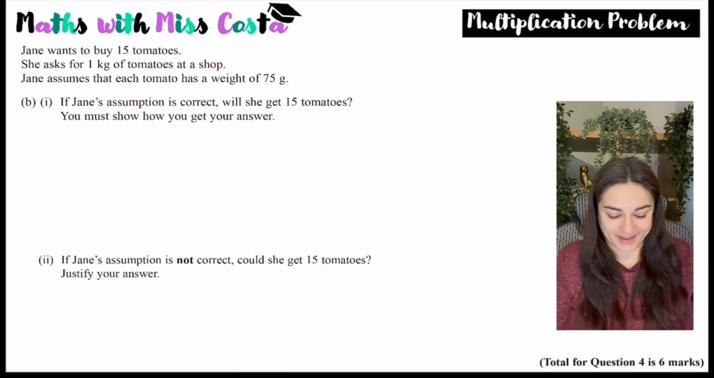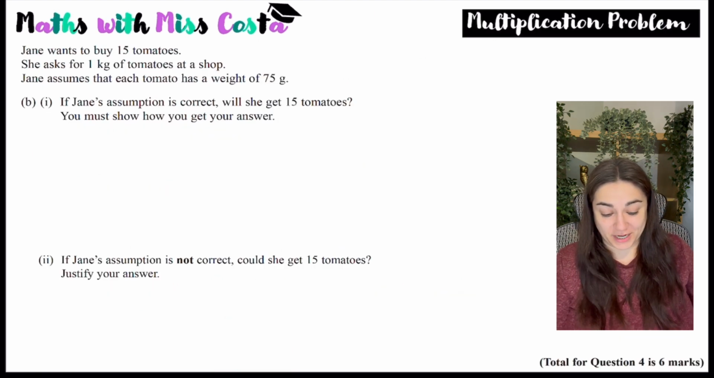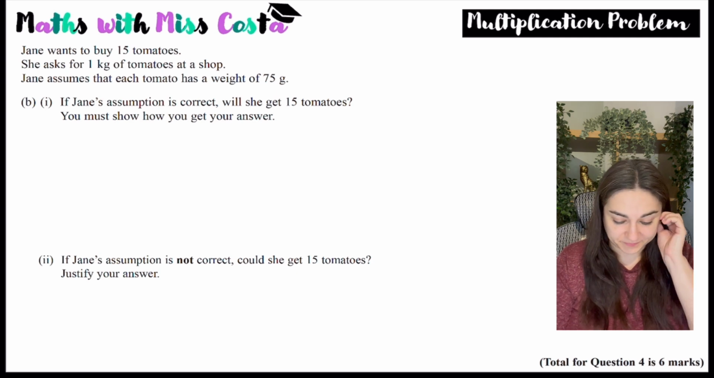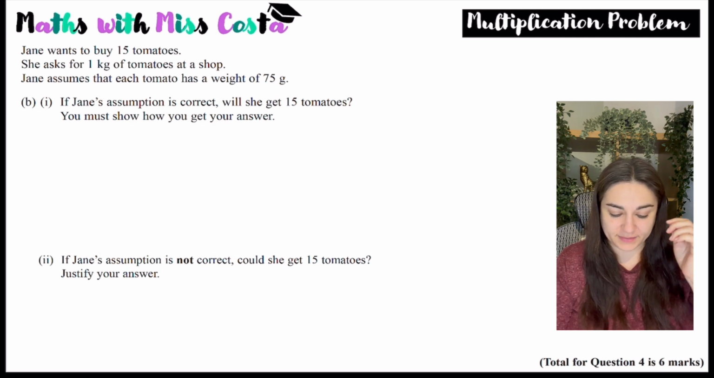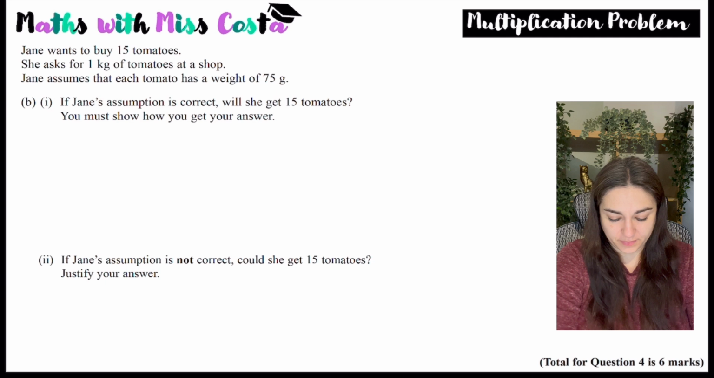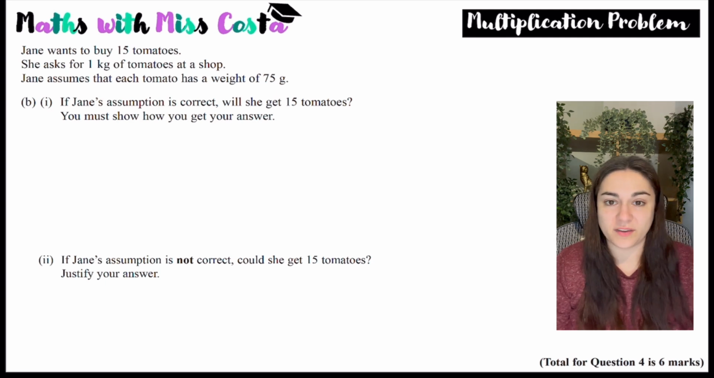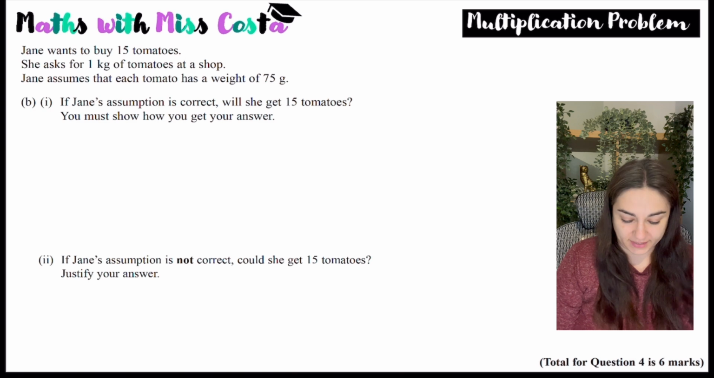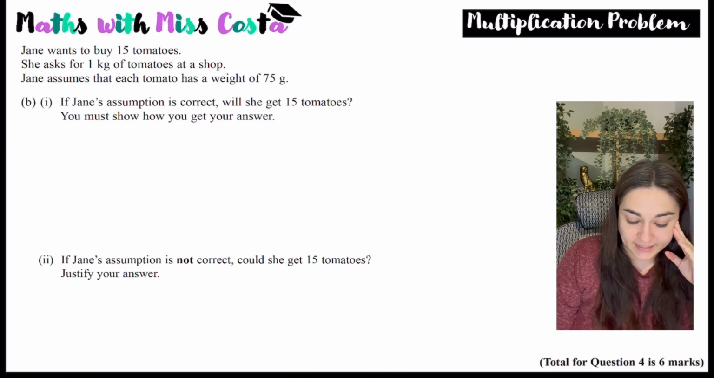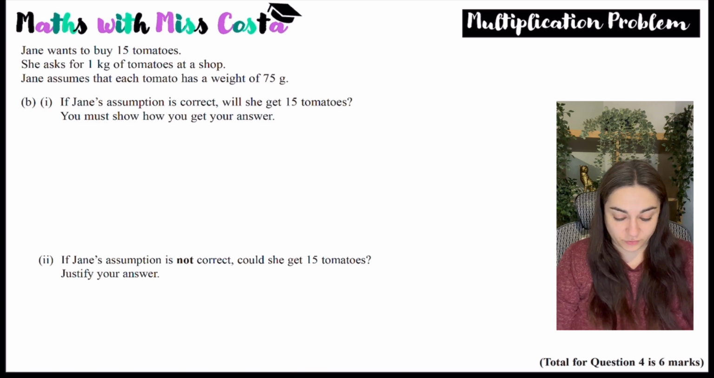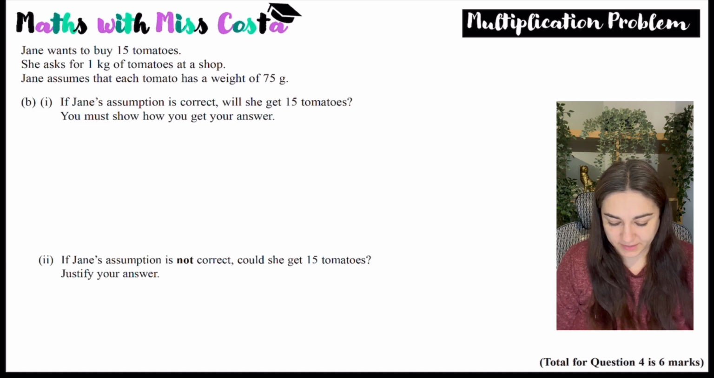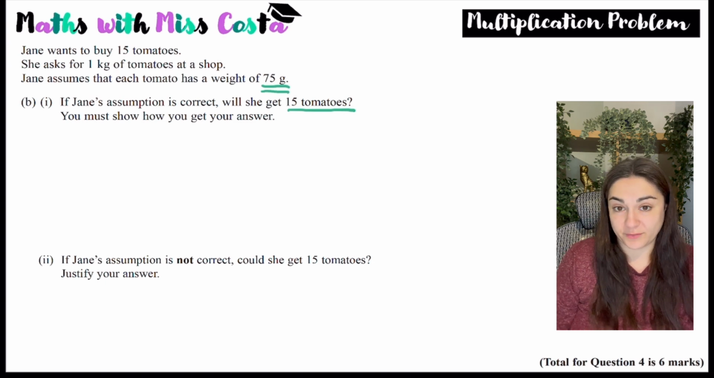Okay, now I'm told that Jane wants to buy 15 tomatoes. She asks for 1 kilogram of tomatoes at a shop, and she assumes, so when you assume something, it means you don't know all the information, you're just like, oh, I think that's what it is. She assumes that each tomato has a weight of 75 grams. If Jane's assumption is correct, will she get 15 tomatoes? So 15 tomatoes, and she's assuming they weigh 75 grams each.